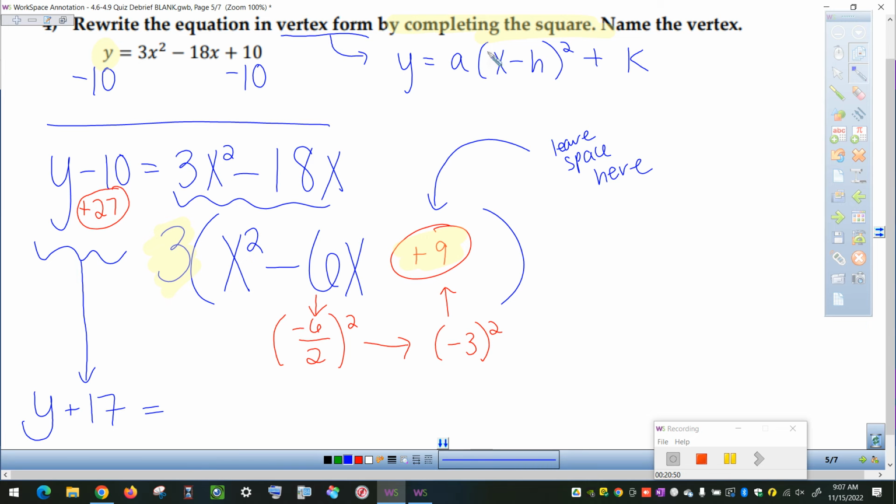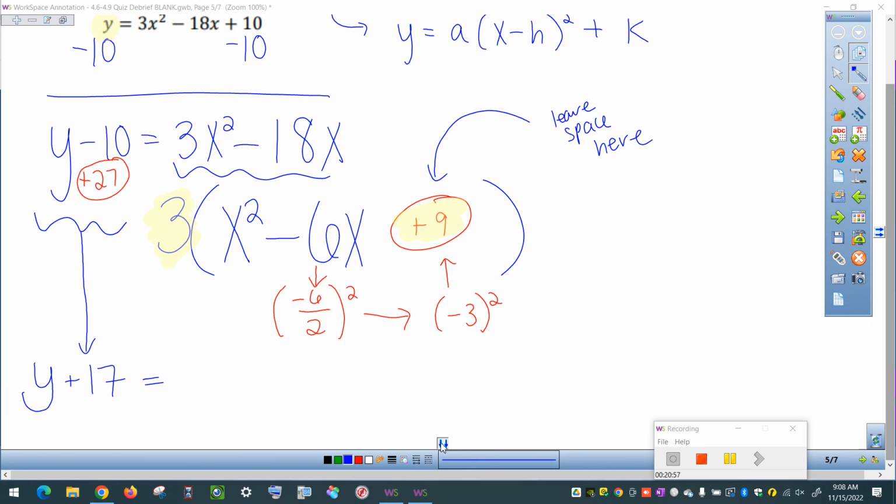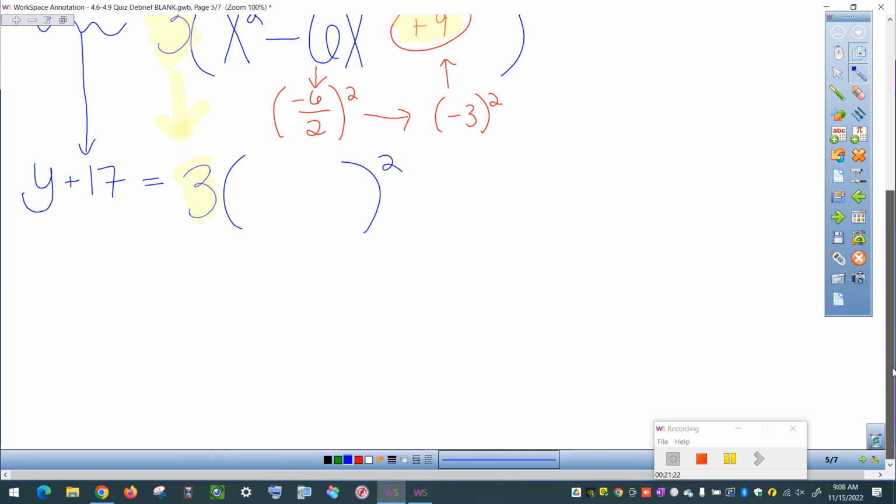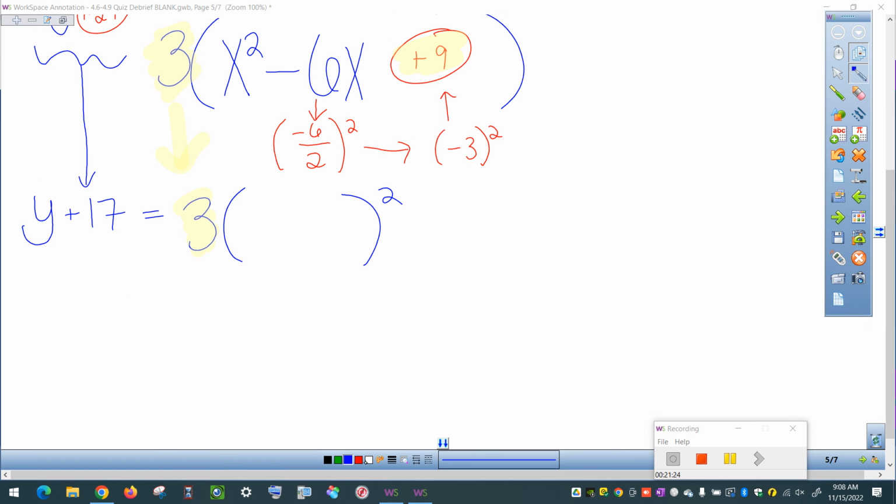All of the work that we did here on the right is so that we can rewrite it to look like this. Notice how that 3 just drops straight down. It's still in front of the parentheses. That's actually the a value of our vertex form. It's x squared minus 6x plus 9 that we're factoring into the parentheses part. Now, it's a perfect square trinomial. That's why we completed the square.